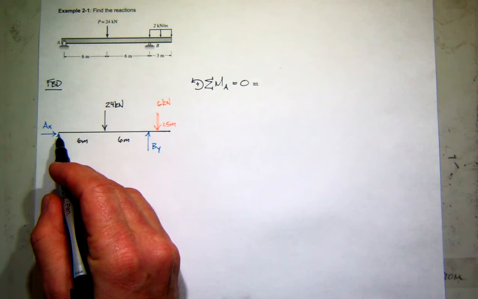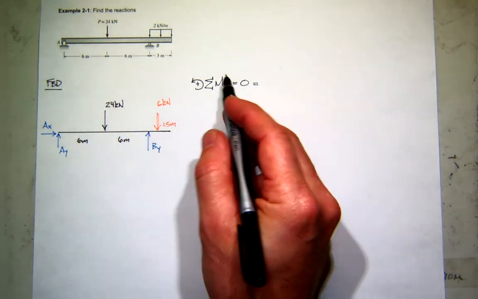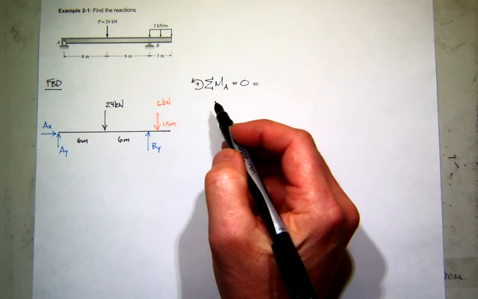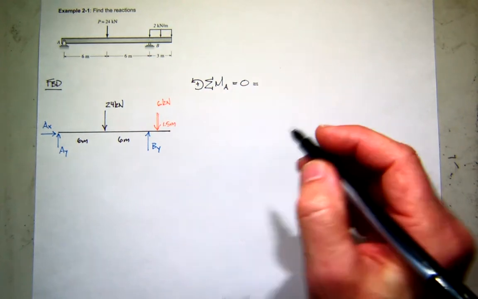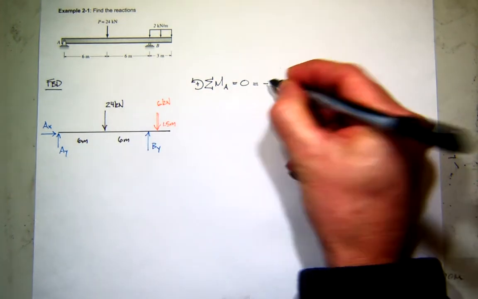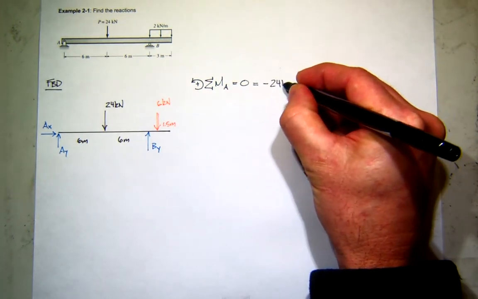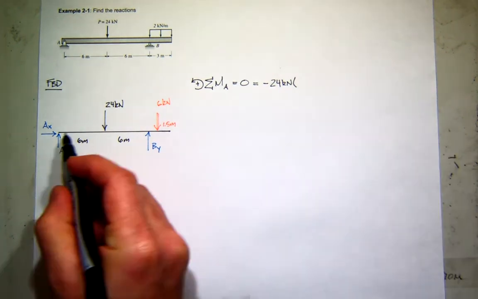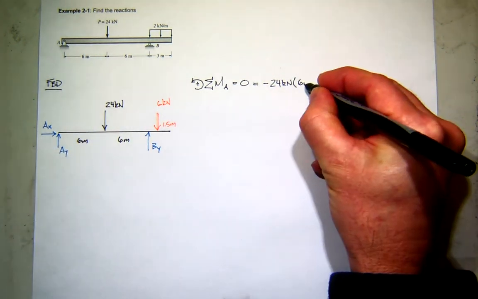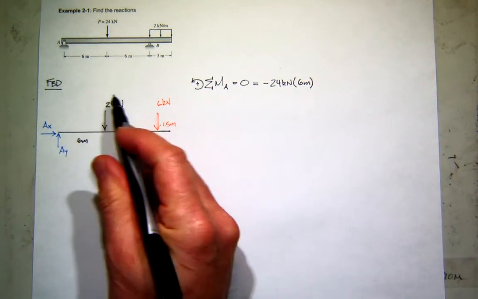So looking at A, let's do the loads first. Both these loads are going to create what kind of moment with my sign convention? Positive or negative? Negative. So remember, moment is force times distance. I'll take the first one here. The negative sign comes from the fact it's a negative moment. The force is 24 kilonewtons, and the moment arm, the distance from A to that force, is 6 meters. So there's the moment effect about A of the 24 kilonewton force.